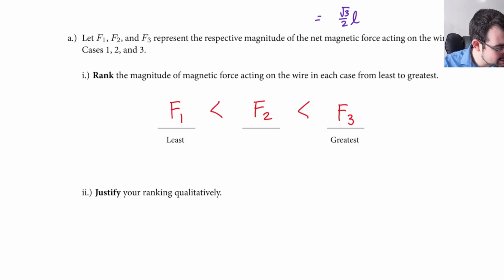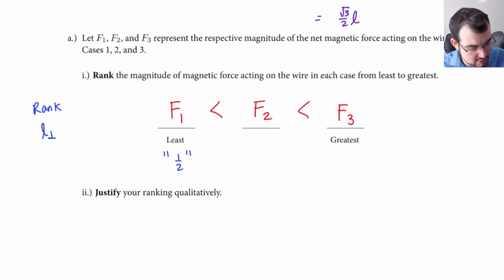So why is this the case? Well, we're really just ranking L perpendicular. The perpendicular length in this case would be only the Y direction, which is 1/2. The perpendicular length in this direction would be the X, which is root 3 over 2. And the greatest would be 1.